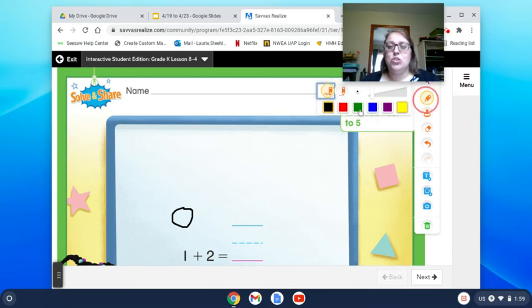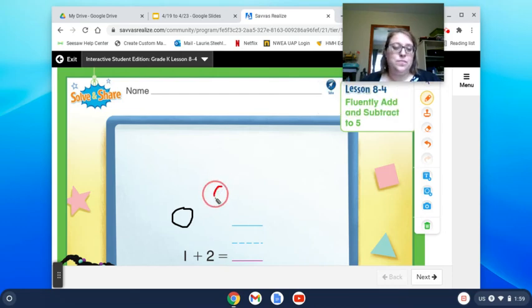And then I'm adding 2 more, so I'm going to use a different color. And you can do that too. 2 circles to show my other group.